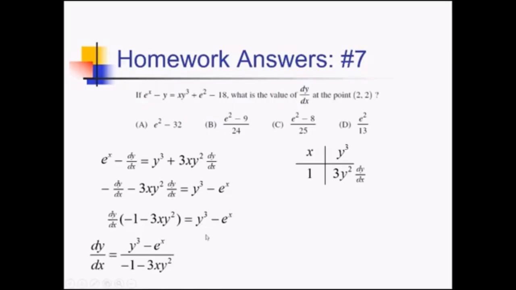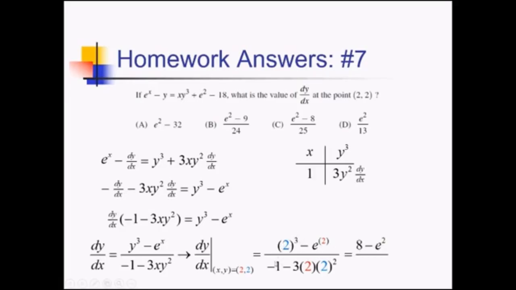At this point, I have to plug in (2, 2). So evaluating this derivative at (2, 2), we've got the y value of 2 cubed minus e to the x value 2. Down here we have negative 1 minus 3 times the x value 2 times the y value of 2 that's being squared. And we have to simplify this because we're matching an answer choice. Upstairs we have 8 minus e squared. Downstairs, this is negative 1, and let's see, this is going to be 3 times 2 times 4. That's going to be negative 1 minus 24, so negative 25.